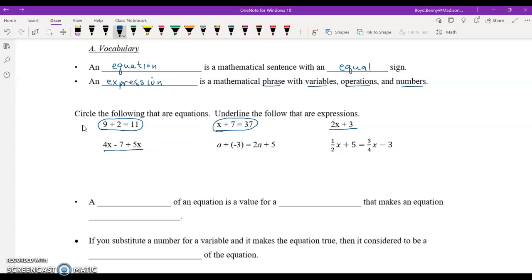A plus negative 3 equals 2a plus 5. See that equal sign right there? So this is going to be an equation. 1 half x plus 5 equals 3 fourths x minus 3. Got that equal sign right there? Therefore, this is an equation.